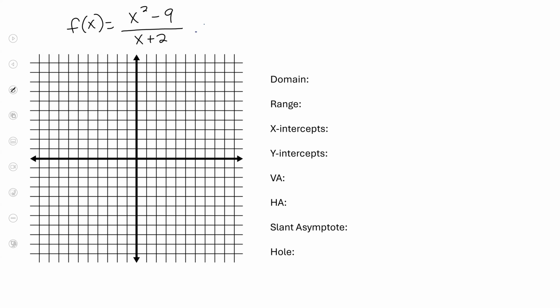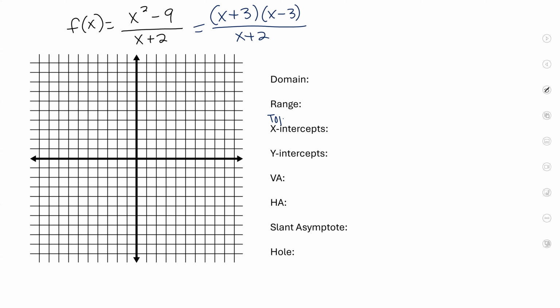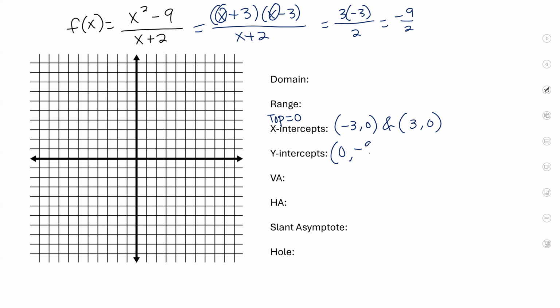7 ways to factor. This will be x plus 3 and x minus 3. Okay, x-intercepts. You set the top equal to 0. So you'll get negative 3 and you'll get 3. Y-intercepts, if I put zeros everywhere, this will be 3 times negative 3 over 2, which is negative 9 halves. So that's 0 and negative 9 halves.